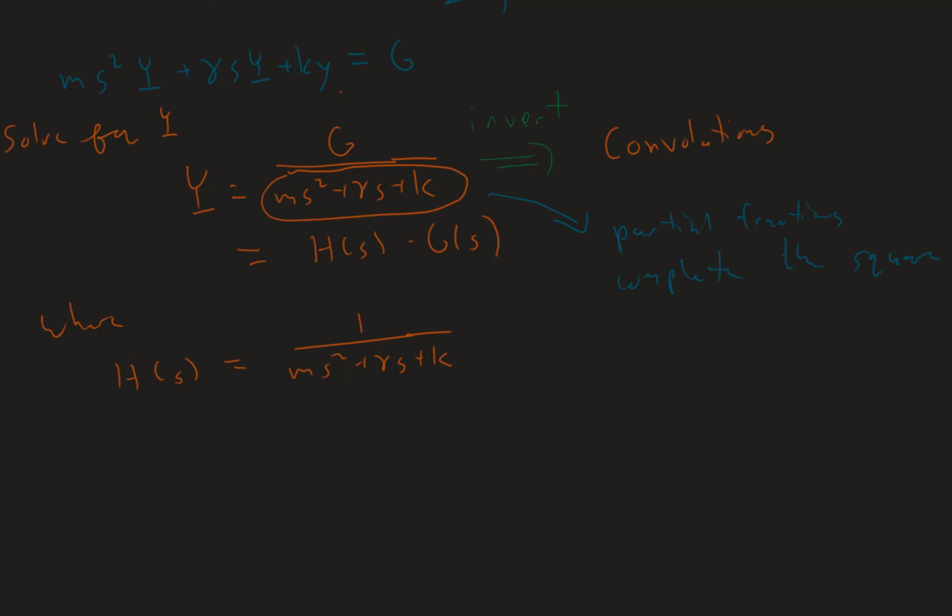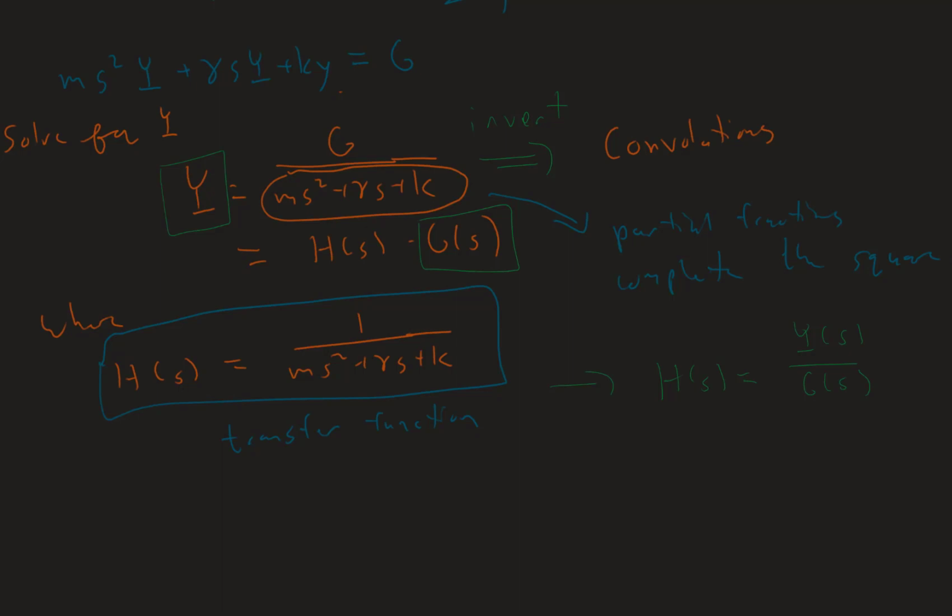I also want to point out that this H of s function down here plays an important role in control theory and other applications, and it is called the transfer function for this system. It's called the transfer function because it tells you how to relate an input, which in the Laplace domain is given by G of s, to the output Y. In fact, you'll note that H of s is in fact the ratio of the output to the input, G of s.